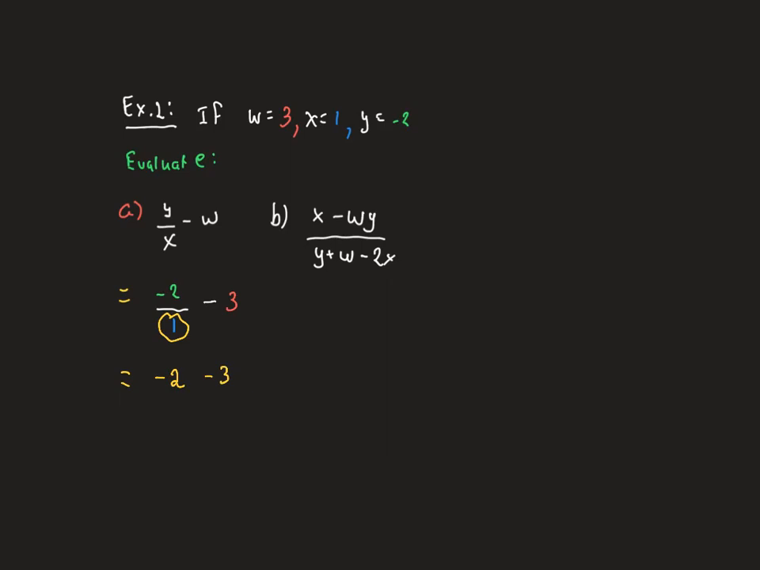Now, if you weren't able to get rid of that fraction, your first step would have been to make common denominators. Because obviously you cannot add or subtract fractions if they don't have common denominators. But even though we don't see it, this is basically the same thing as saying 3 divided by 1. So at the moment, they are common denominators. And finally, you have -2 minus 3.